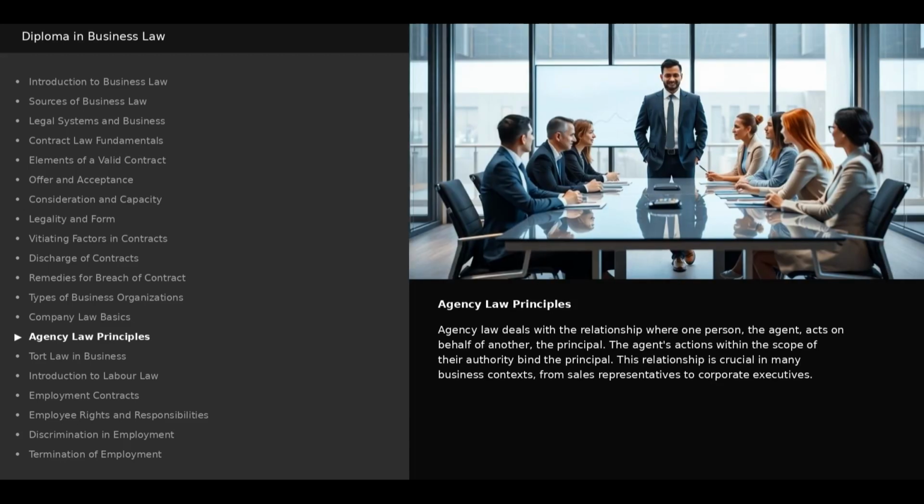Agency law principles. Agency law deals with the relationship where one person, the agent, acts on behalf of another, the principal. The agent's actions within the scope of their authority bind the principal. This relationship is crucial in many business contexts, from sales representatives to corporate executives.